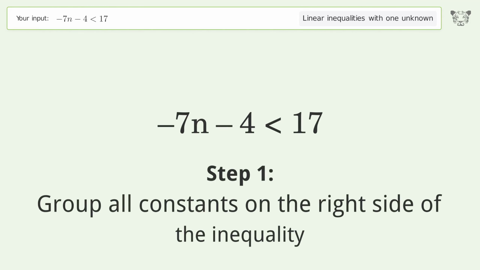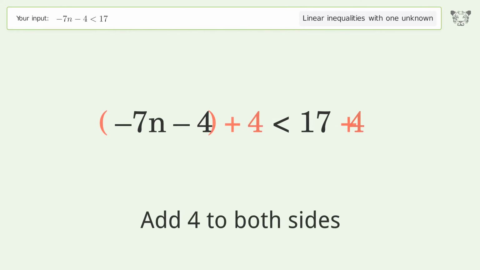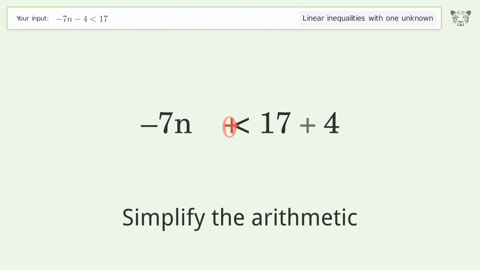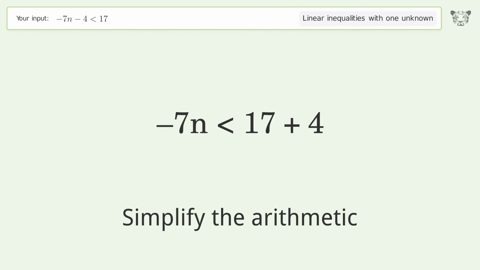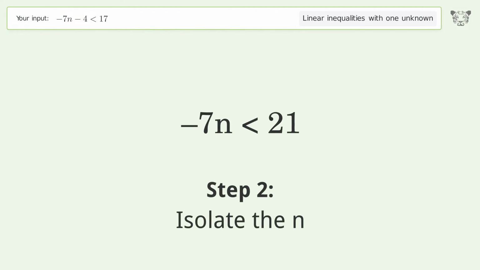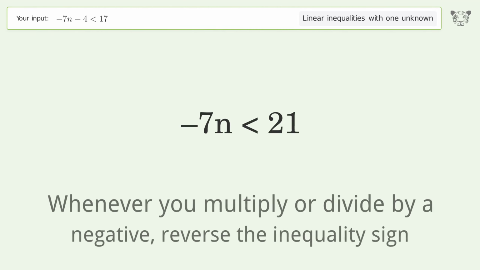Group all constants on the right side of the inequality. Add 4 to both sides. Simplify the arithmetic. Isolate the n. Divide both sides by -7. Whenever you multiply or divide by a negative, reverse the inequality sign.